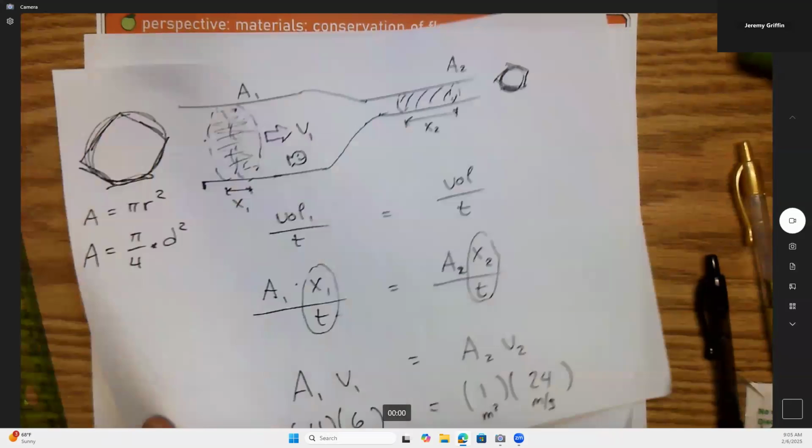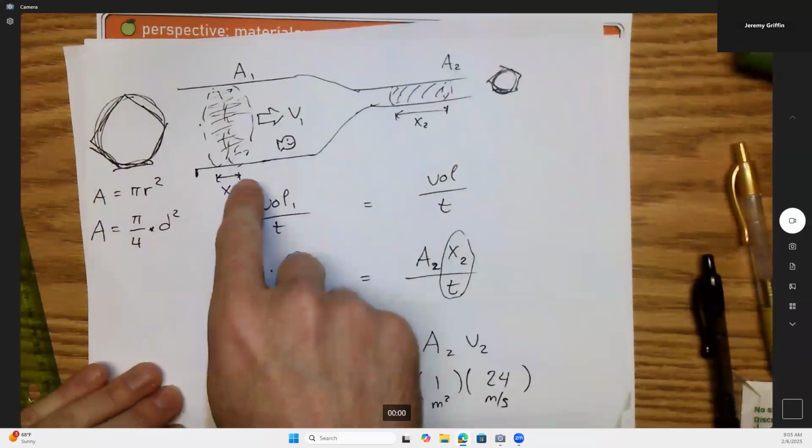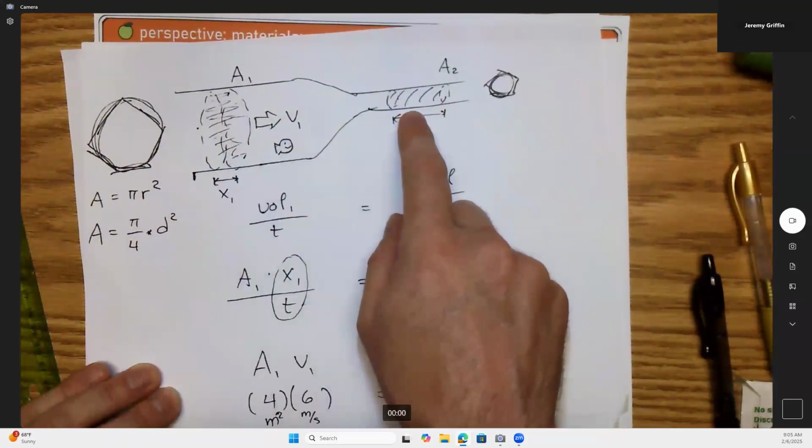It is vacuuming it up. You guys see it's vacuuming it up? Okay. So just some science right there. It shows that a faster moving fluid has a decrease in pressure.